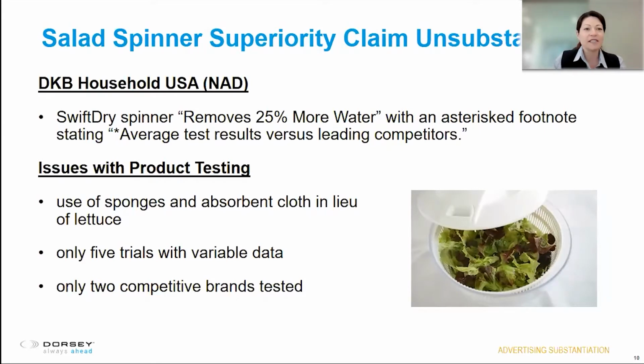So this is the case of DKB Household, who makes a claim related to its salad spinner. And there's a picture there for those of you who might not know what a salad spinner is, but it basically spins lettuce or produce.